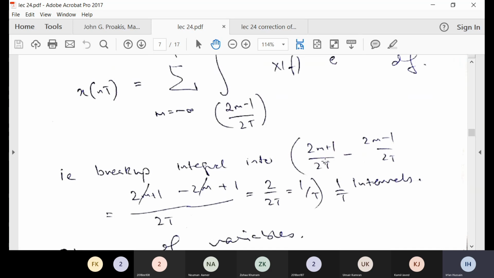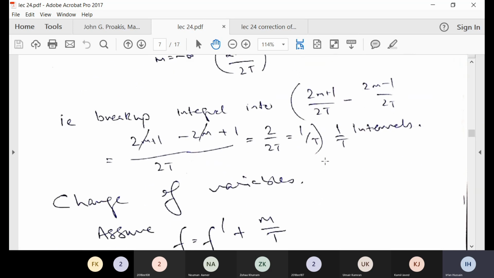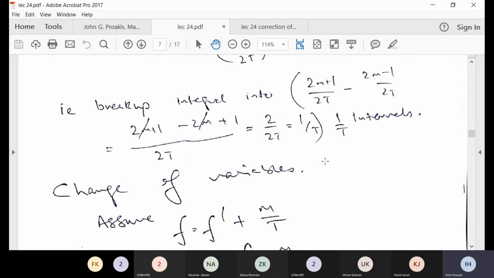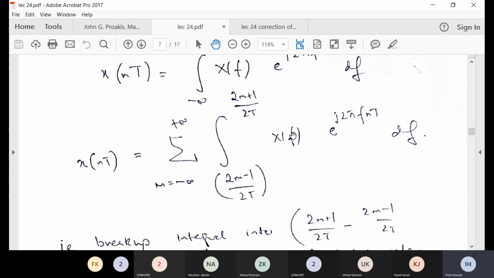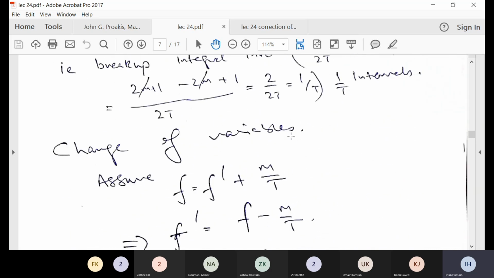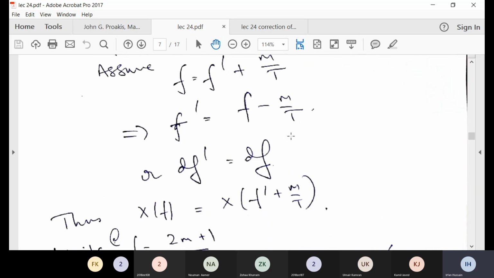Now we apply the change of variables, or substitution method. So we say f is equal to f dash plus m/t. This means that f dash can be written as f minus m/t, and you can see df dash will be equal to df. So X(f) will now become X(f dash plus m/t).